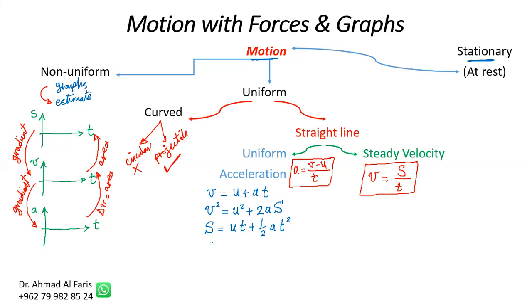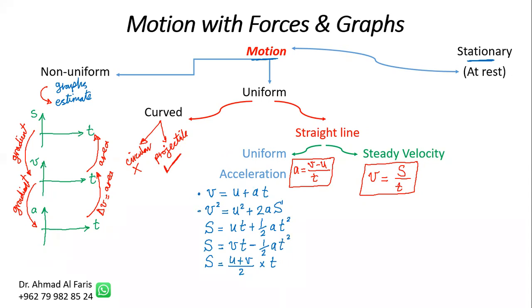Third equation, s equals ut plus half at squared. Fourth equation, similar to this one, but with v. So displacement equals vt minus half at squared, because this is final velocity, that's why I put minus; if it's initial velocity, I will add. And finally, s equals the average speed, which is u plus v over 2, multiplied by t. These are the 5 equations that we have to know and use when there's constant acceleration, and I cannot use velocity equals distance over time when there's acceleration.